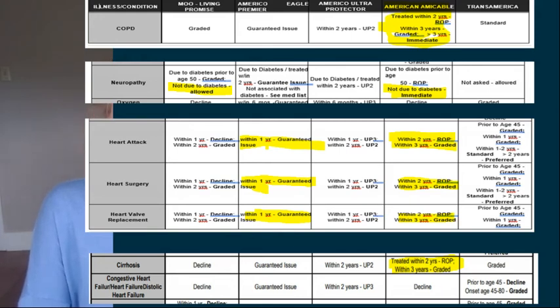Now, again, we look down here, cirrhosis of the liver. Seeing here, most are declined, are denied. You're going to go ahead and want to make sure that you use, again, there I've got highlighted American Amicable. And then congestive heart failure, as you see here, there is a decline straight across the board. This would be best used for AIG.